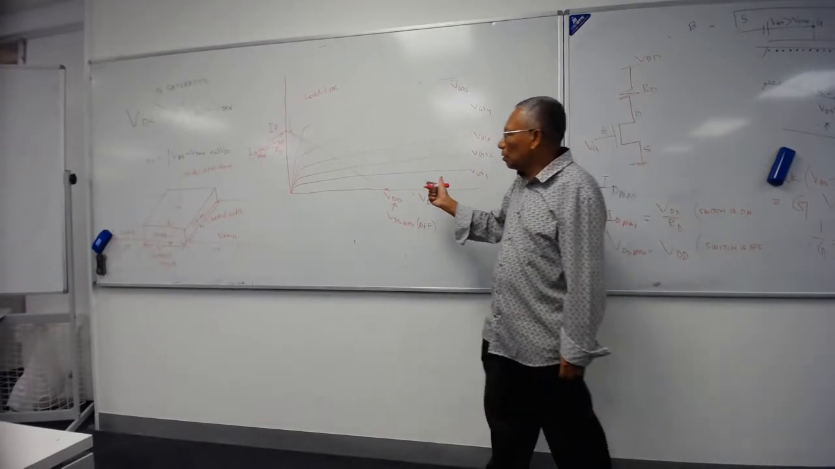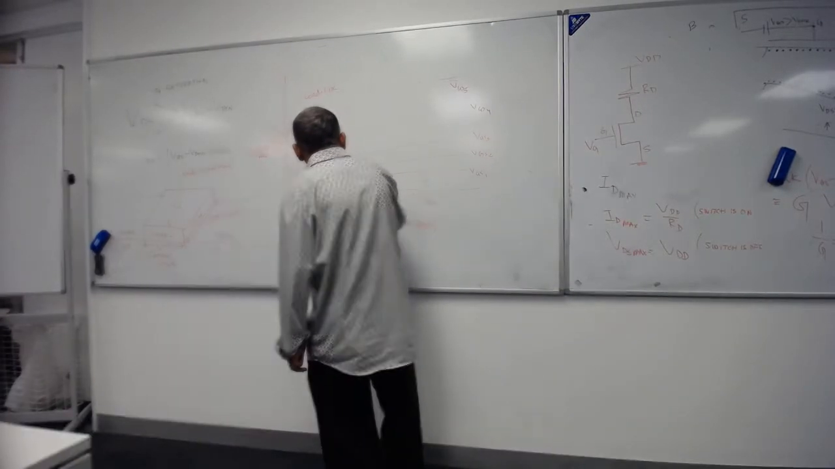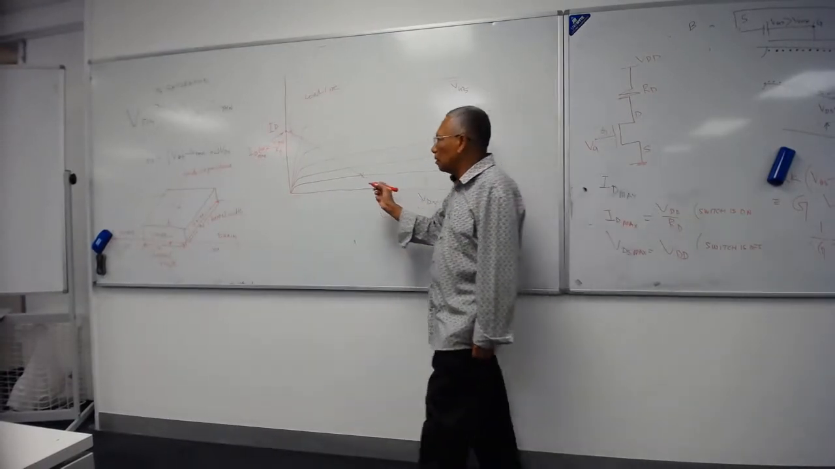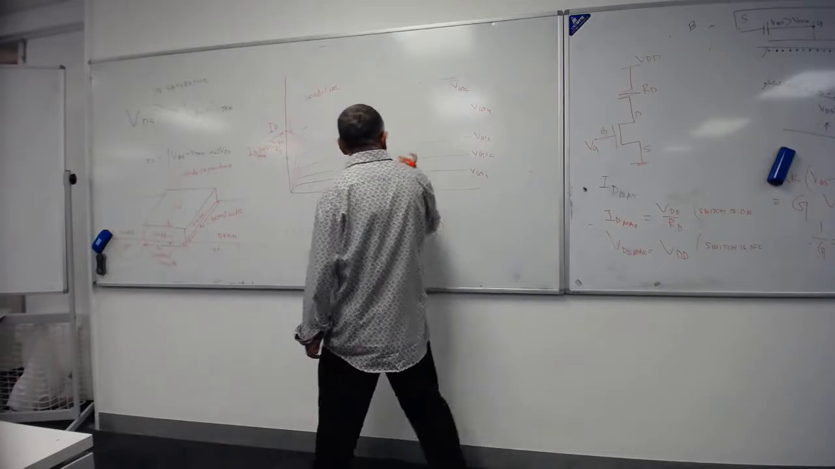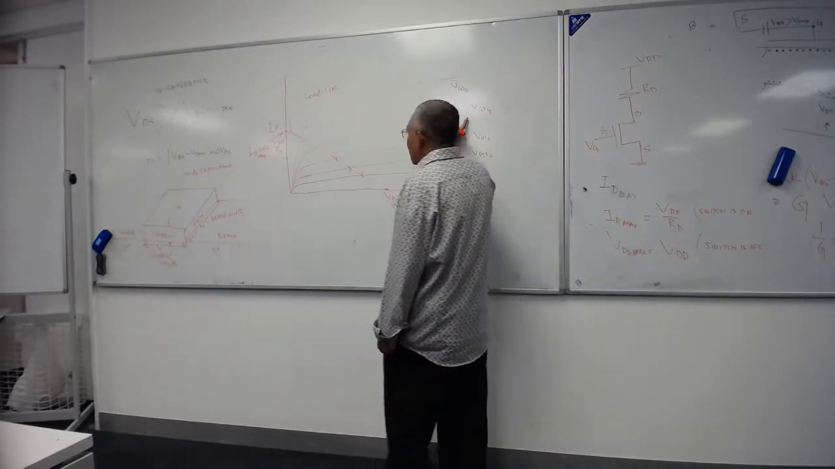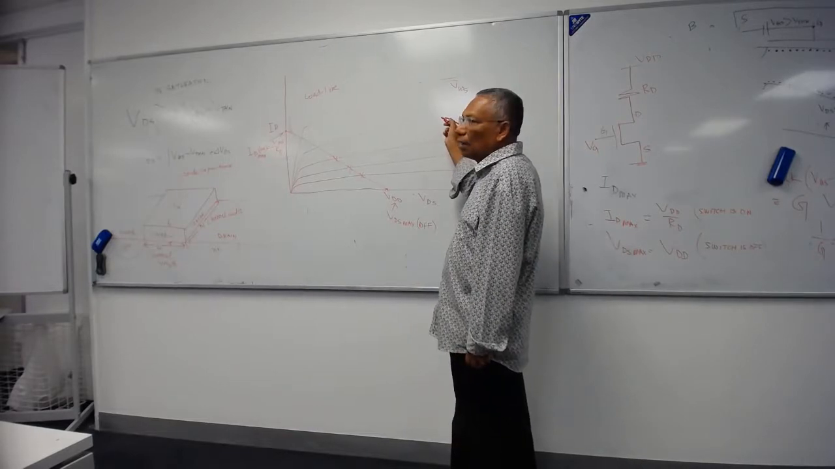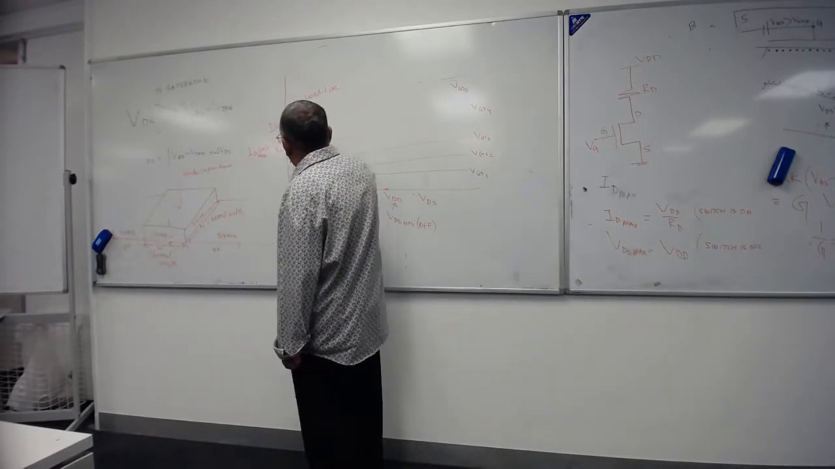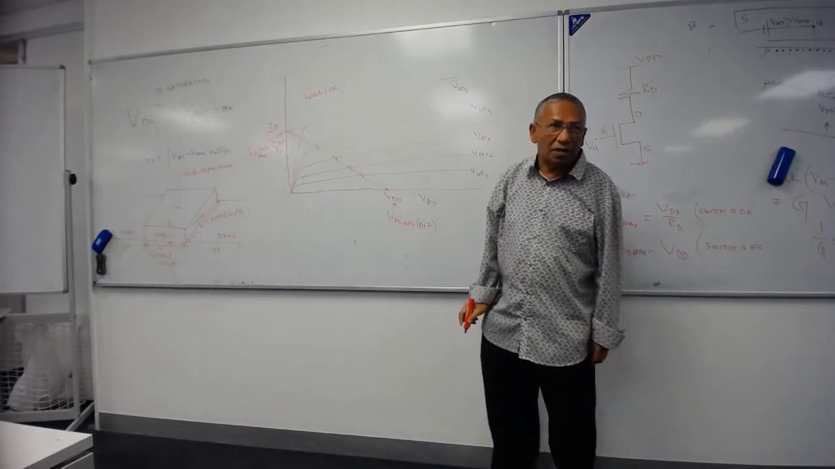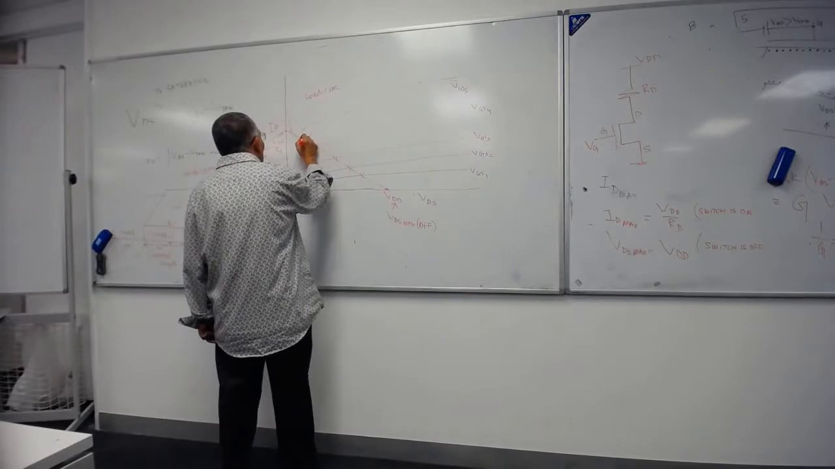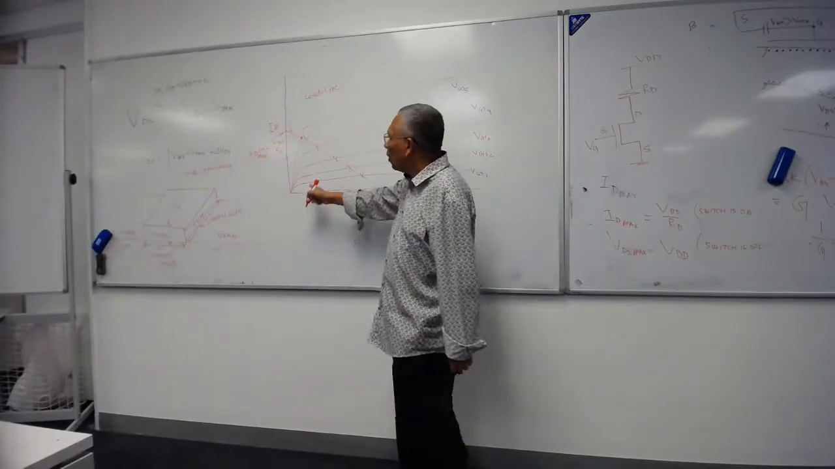No. So let's cross it. Should we choose this? No. Should we choose this? No, because it's still in saturation. Should we choose this? Yes. It's very easy to understand. We choose this because at the other points VGS is very small and the transistor is in the saturation region.